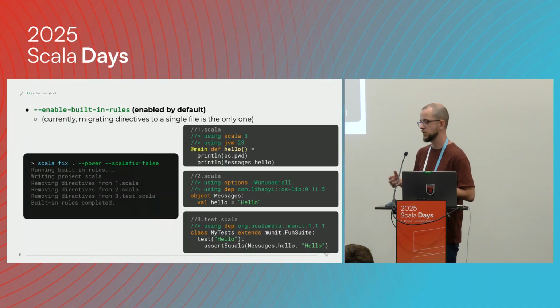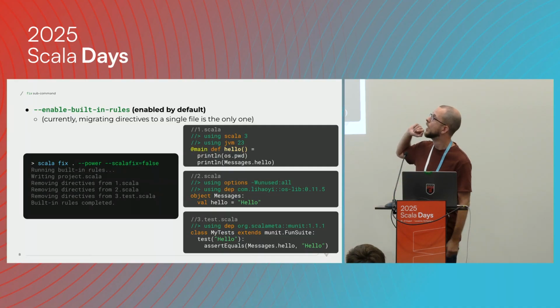And when you run such a project with the using directives spread, you will also get a warning from us that, hey, your directives are all over the place. Maybe you should unify them in one spot. So if you want to, you can do that with ScalaFix. Again, this is enabled by default, so you can use the, oh, there's a bug in my example. No, there isn't. I just disabled ScalaFix here.